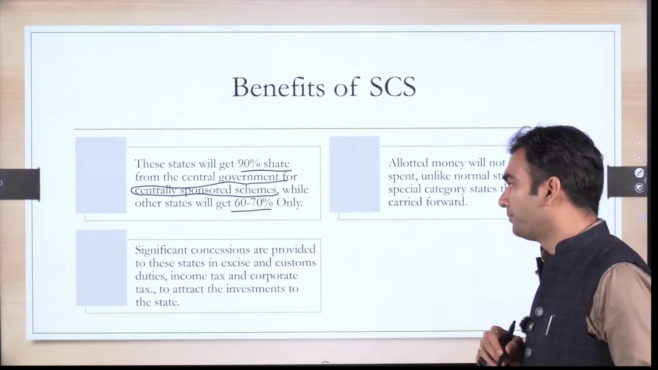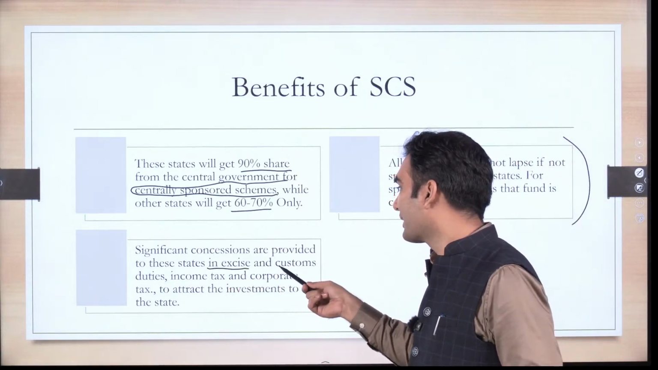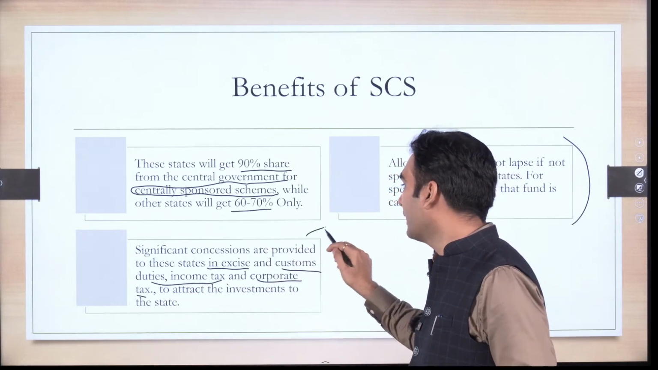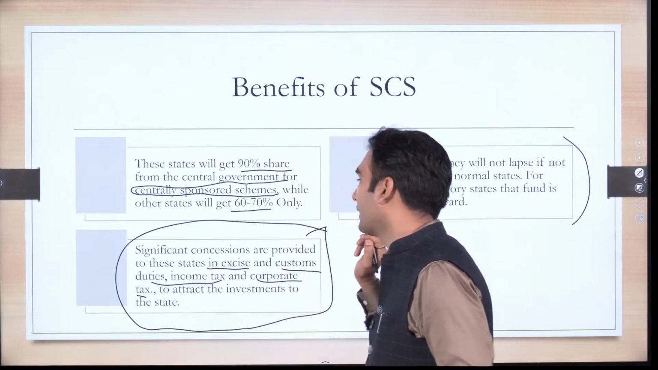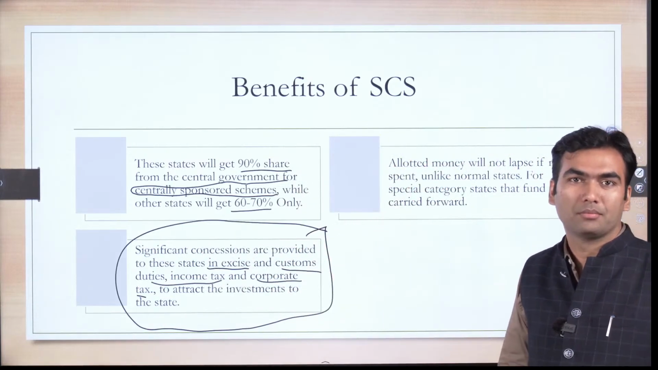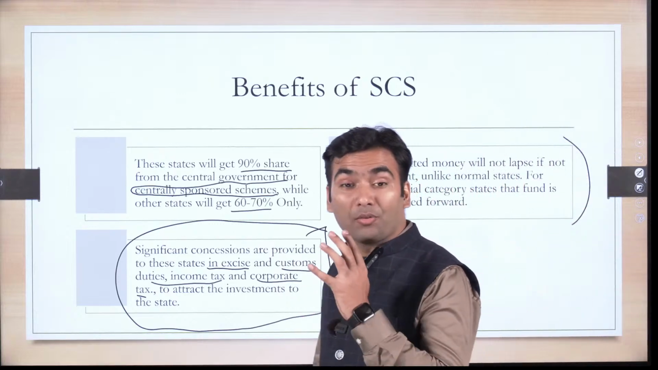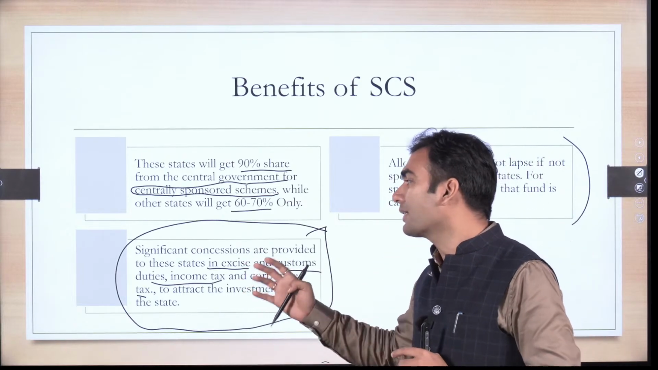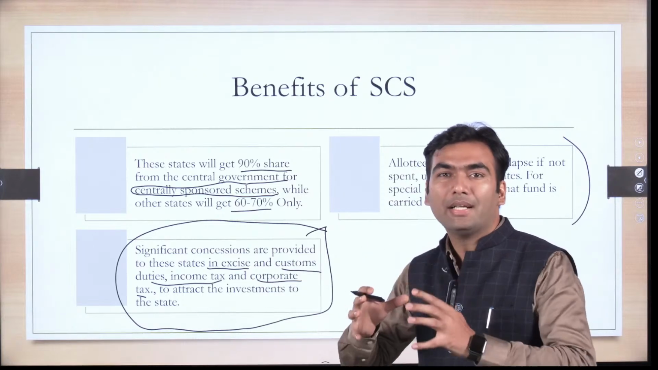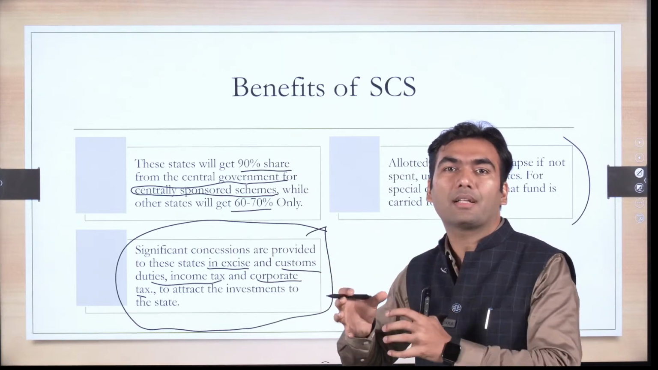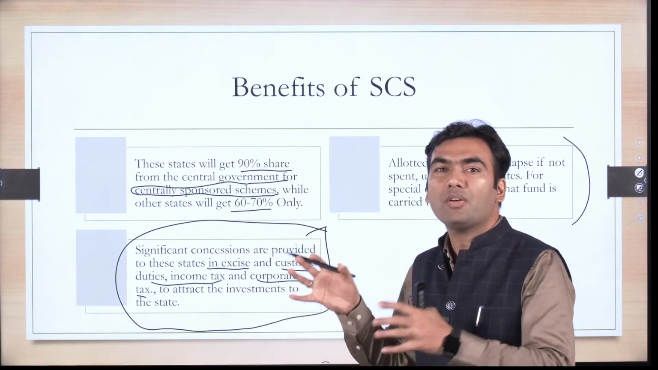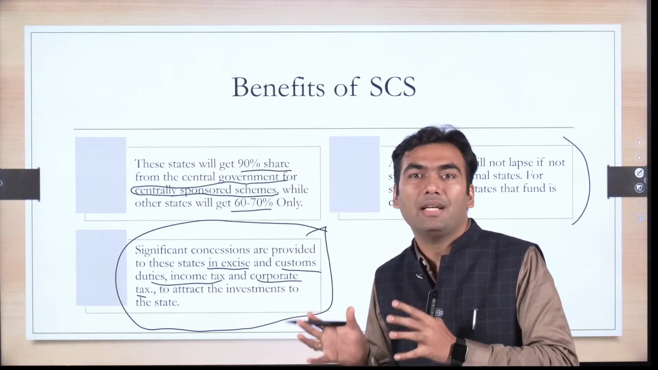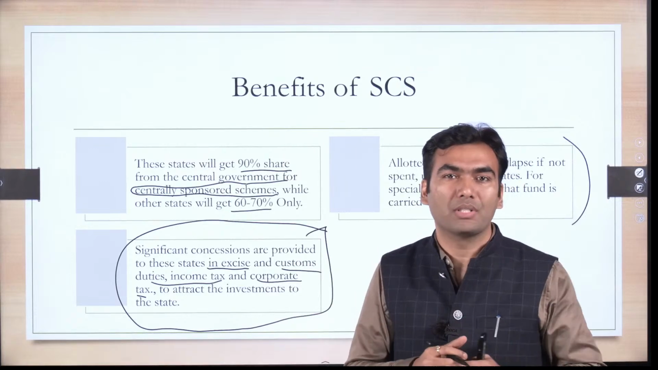Next, they get benefits in terms of excise and customs duties, income tax and corporate tax also. This is something which is being targeted by Chandrababu Naidu. What Chandrababu Naidu wants is that if his state, Andhra Pradesh, gets income tax concession or excise and customs duty concession, he can set up a new developmental center like Hyderabad. And a lot of companies, to save their corporate tax and customs duty, might want to relocate from Hyderabad to Vijayawada or Amravati.